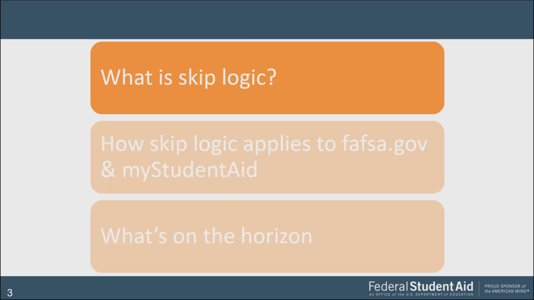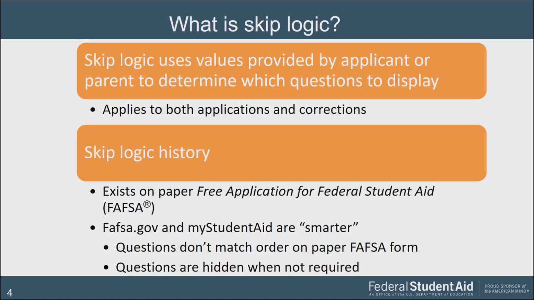So the first thing we want to talk about is, when I say skip logic, what do I actually mean by that? Skip logic is when we use the data that the applicant or parent is entering into the application to decide which questions to display, or, more importantly, which questions we don't need to display. Which questions can they actually skip that we don't need to show the user. We apply this skip logic in both our applications, whether it's an initial application or a renewal application, and we also apply the same logic or business rules in our corrections.